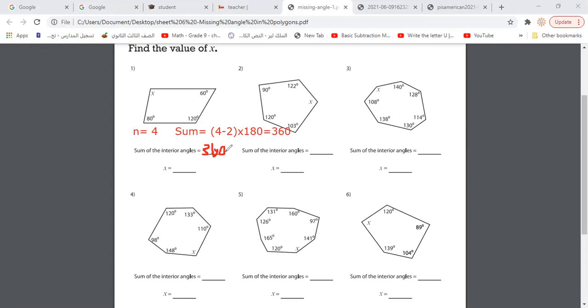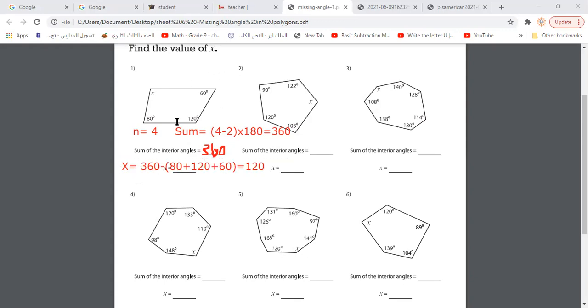Now we want to find the value of x. How will we find the value of x? 360 minus, and then open a parenthesis, 80 plus 120 plus 60. The answer will be 120. Thank you so much.